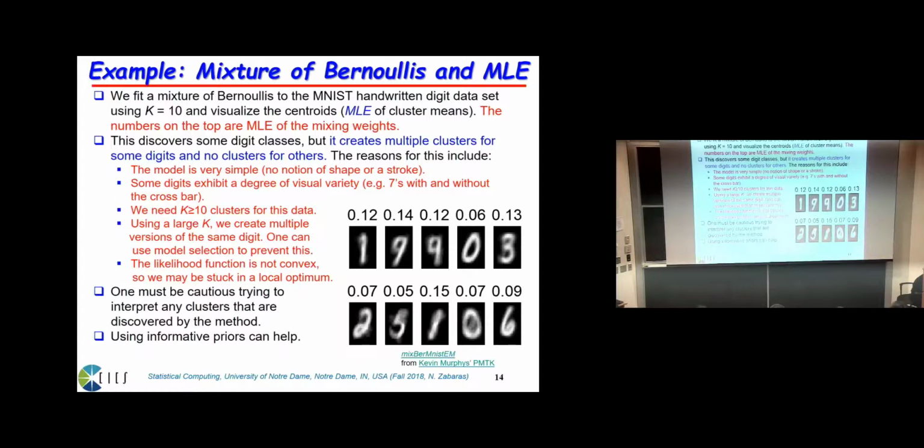Okay? So the idea is we want to take these data sets and fit them to this mixture and see what's going on. So we fit it to a mixture of 10 components. What you see on the top is the mixing coefficients pi_k. The first component has mixing 0.12, the second is 0.14, 0.12, etc. And what you see here are the generated centers, the mu's, for each component.